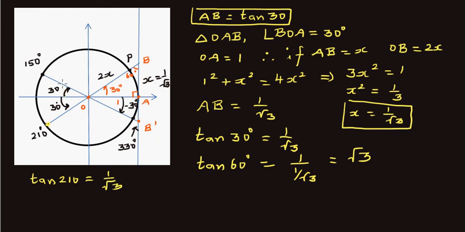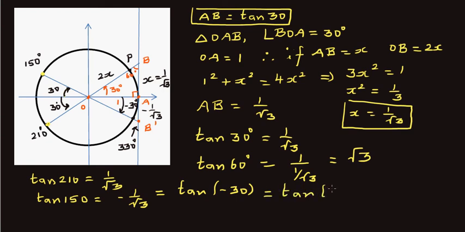Now tan 150, when you join this point to the tangent, it's going to hit B dash. So that length, if this is 1 over root 3, this length is going to be minus 1 over root 3. I hope you understand using symmetry. And that's why tan of 150 is going to be minus 1 over root 3. And in the same way, tan of minus 30 and also tan of 330 will be the same. So you can see many results being formed by just tan 30.